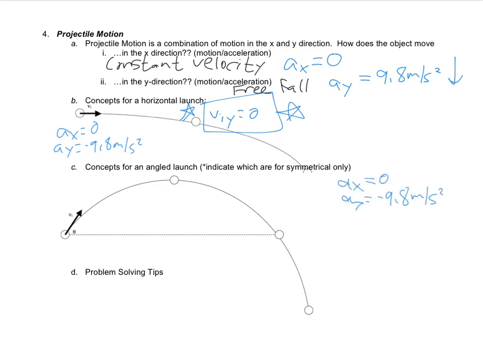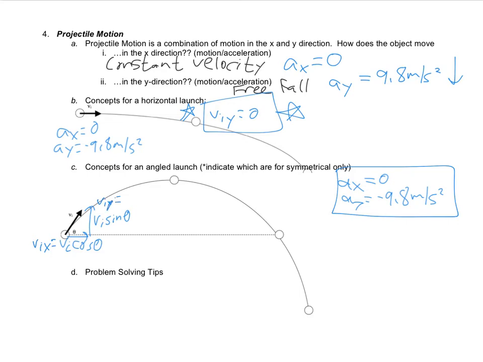With an angled launch, we know once again right off the bat our two accelerations, but we know a few more concepts here with an angled launch. One thing we can do with an angled launch is if we know that initial velocity and launch angle, we can componentize that. So, based on that initial velocity, our initial in the x, or VIX, is simply going to be VI times cosine of theta, and our initial in the y is going to be VI times sine of theta.